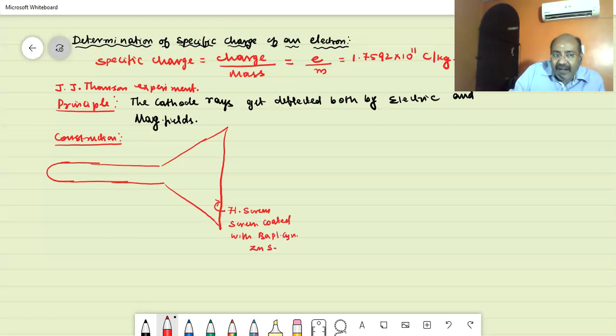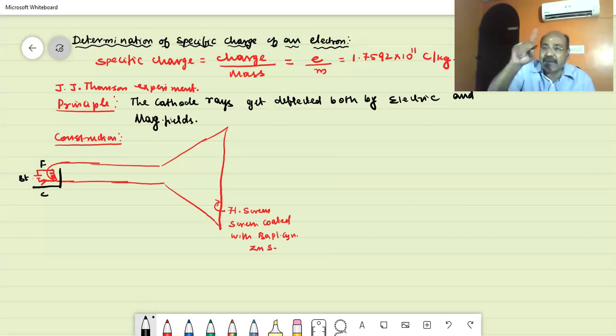At one end, you will have a filament, and by supplying current through the filament it gets heated. Because of that filament, the cathode that is placed in front of the filament gets heated up. So we are calling this the cathode C, and this coil of wire, let us consider it as F. Using a low tension battery, we can supply the electrical current through that filament so that the filament gets heated. Indirectly, the metal plate cathode is getting heated up.